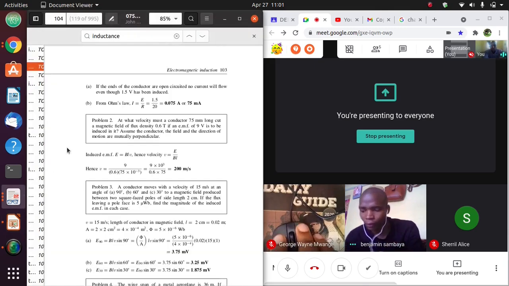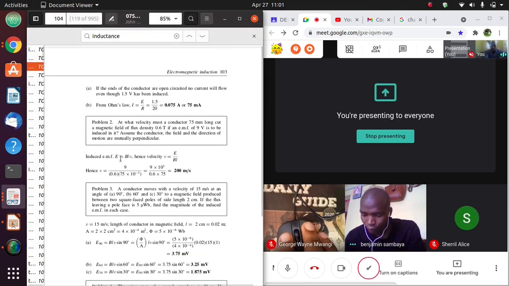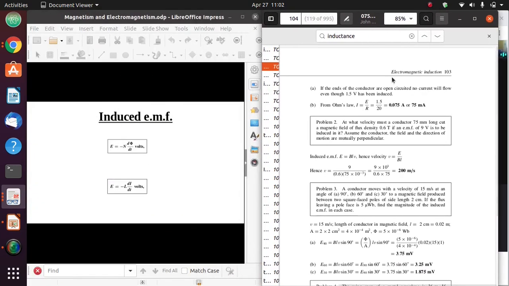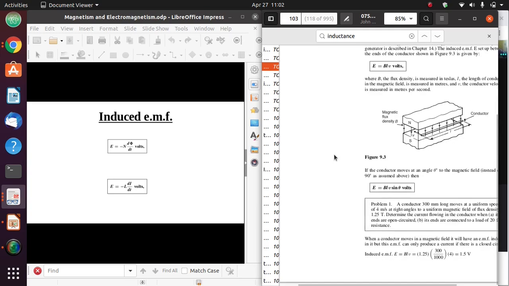Now we can calculate the value of the EMF induced in a coil, and if you have been given the number of turns in that coil, then we can find that the EMF generated is negative N times the change in flux. We have already seen these symbols. The flux we denote as phi.